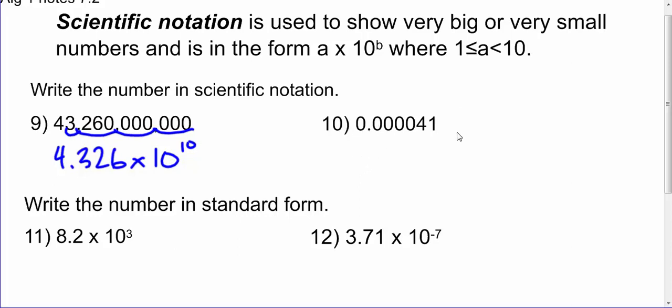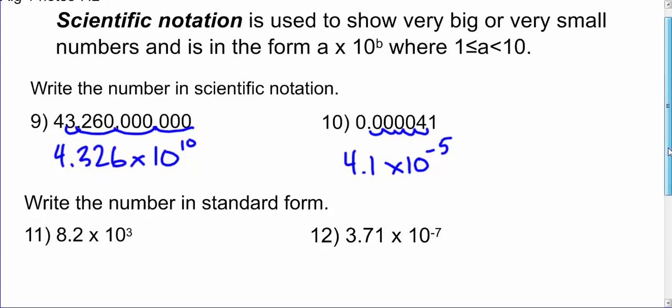All right. Now this one's moving the opposite way. This is a small number, but we still move the decimal until we hit that first value besides 0. So it's going to move to right there. We're going to have 4.1 times 10, and then this is moved 1, 2, 3, 4, 5 places, but it's moved in the other direction, so we say it's -5. So 4.1 times 10 to the -5th. The way to think about that, it's negative here, so I would have to move this decimal in between the 4 and the 1. I'd have to move it left 5 places to get that number. Whereas on number 9, I have to move the decimal right 10 places.